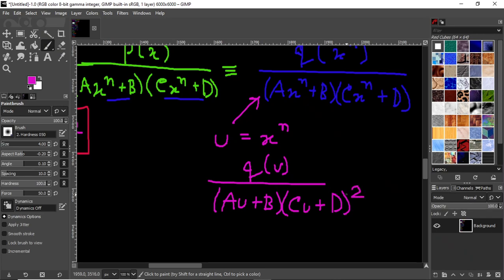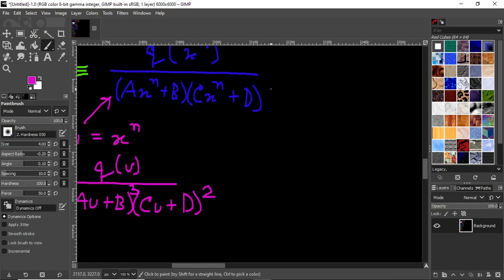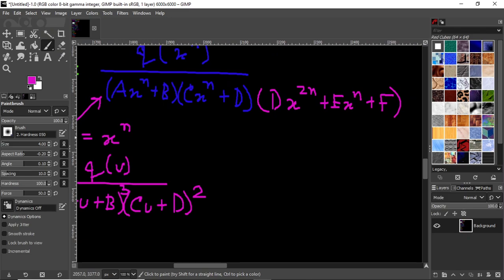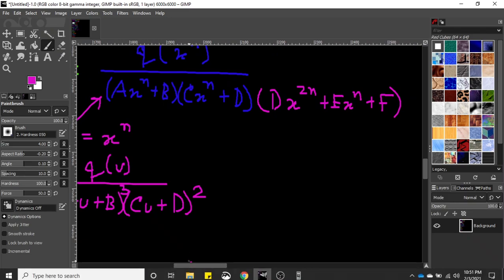You could have a square here, you could have a cube here. If you had something like d x to the 2n plus e x to the n plus f, that would also be a polynomial in x to the power n, right? That's also a polynomial in x to the power n.